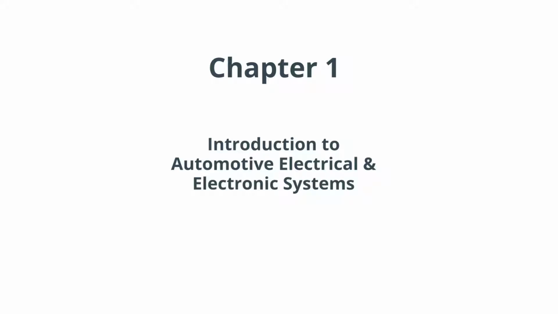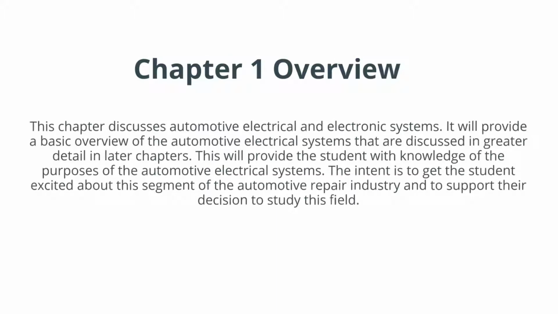Chapter 1: Introduction to Automotive Electrical and Electronic Systems. This chapter discusses automotive electrical and electronic systems. It will provide a basic overview of the automotive electrical systems that are discussed in greater detail in later chapters. This will provide you with knowledge of the purposes of the automotive electrical systems.